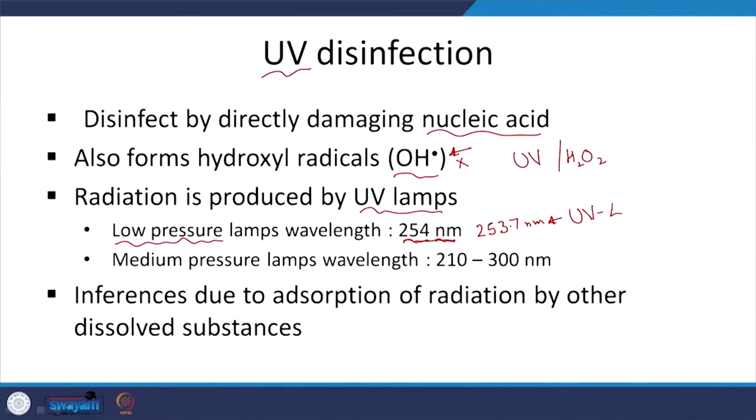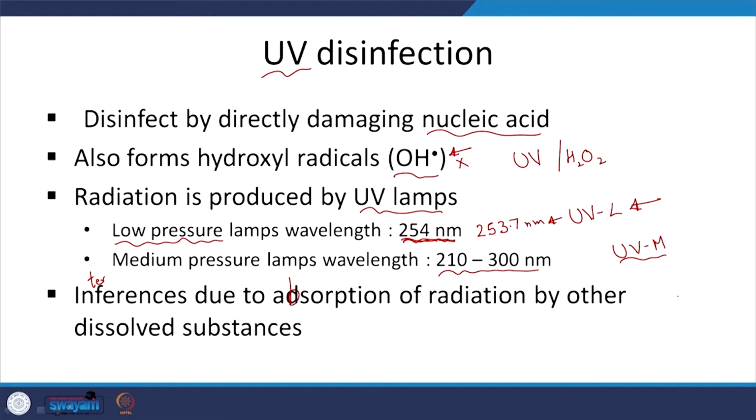With respect to medium pressure lamps, it is not as if they emit UV monochromatically. This is monochromatic radiation. Here they give it out at a range of wavelengths. But what are the issues? Here, interferences due to absorption of radiation by other dissolved substances.